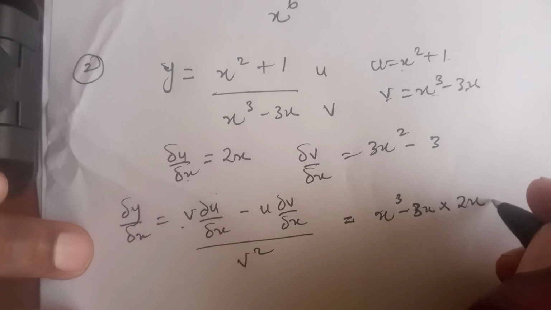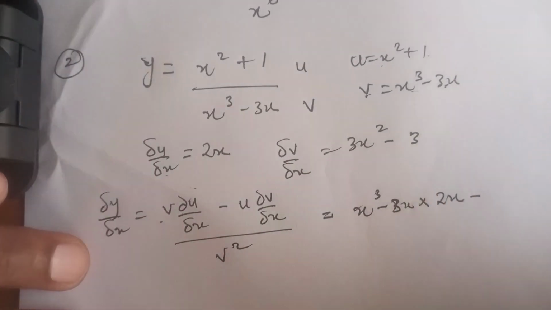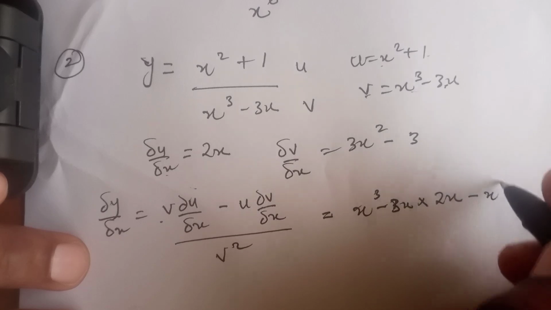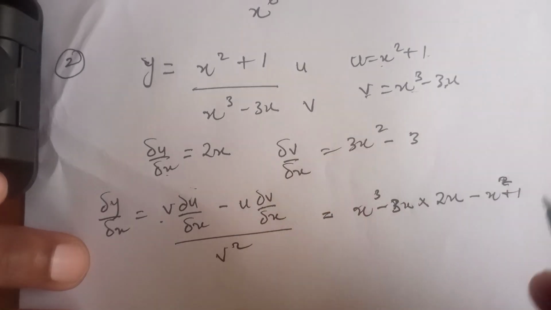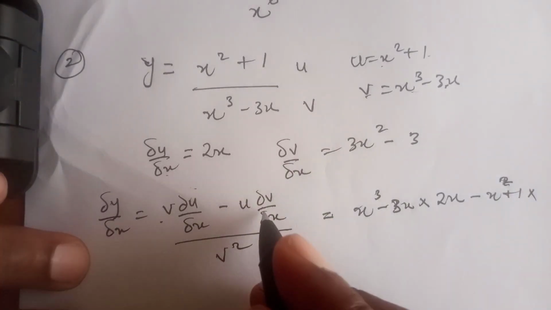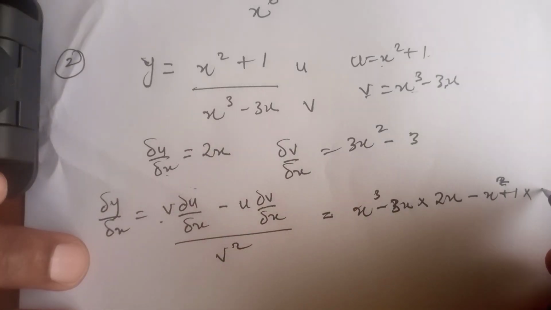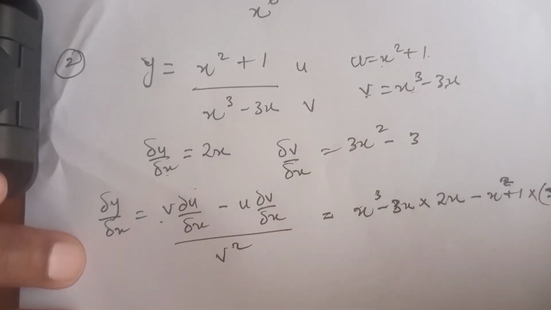Then minus u, u is x squared plus 1, then times dv/dx. dv/dx is 3x squared minus 3. Please put brackets.